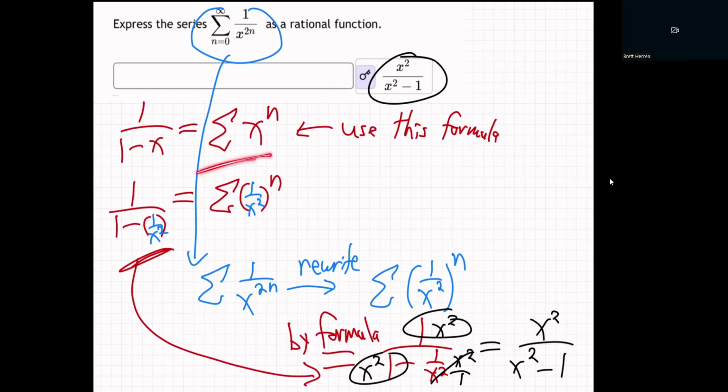So we just use this basic formula. Make that a blank if it's confusing for you, and then rewrite your original one to be something to the nth power, which is the form of our formula. Then you can use the formula. And so there we go.